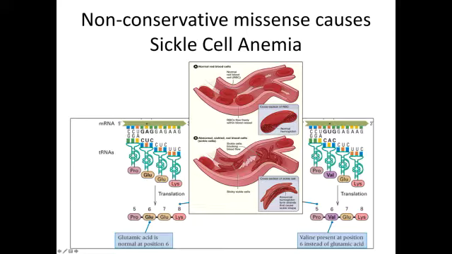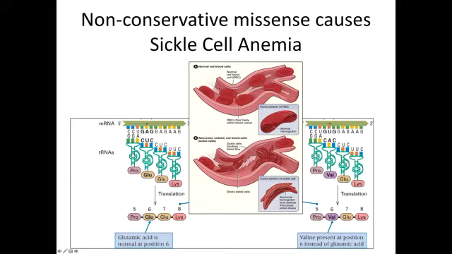However, in this particular case, a mutation can occur. Instead of GAG, the codon would be GUG, and then this would change the glutamic acid to a valine at this particular position. So what this does is this changes the structure of hemoglobin inside the red blood cells.